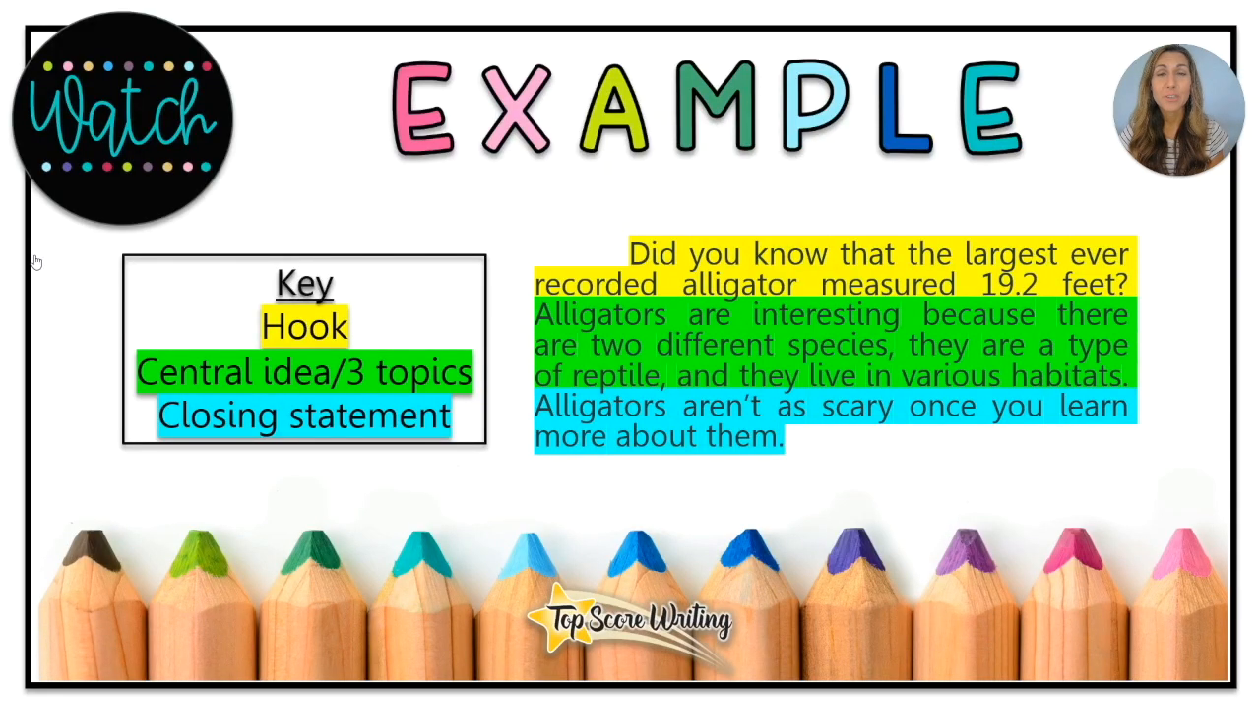Okay, before we start writing an introduction paragraph together, let's just take one more peek at that alligator paragraph that we just wrote. Here in this introduction paragraph, you will see that there are three colors because there are three sentences in this introduction. The hook is highlighted in yellow, the three-topic sentence is highlighted in green, and then the closing statement is highlighted in blue. So we are going to write together now an introduction paragraph that also has three sentences.